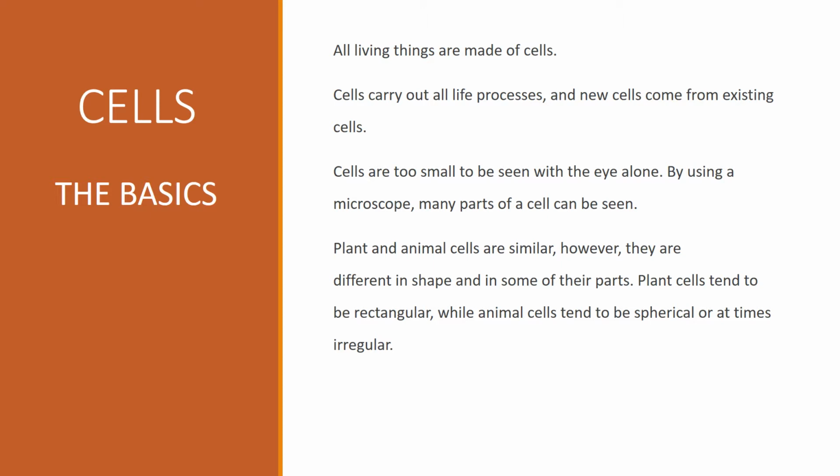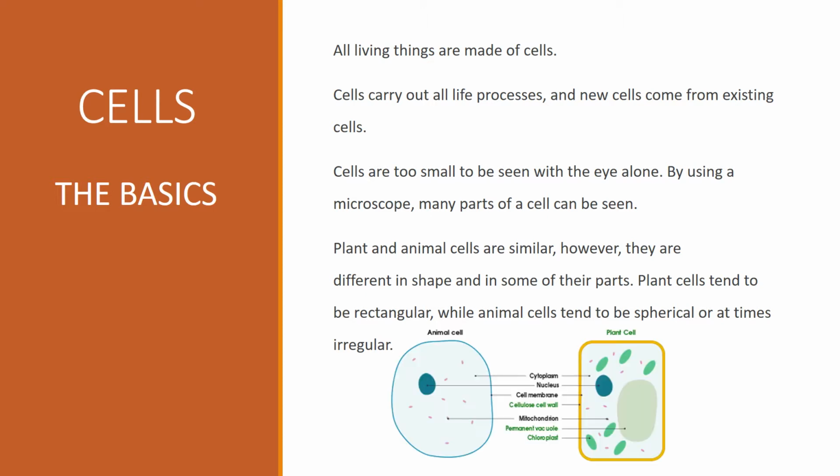Plant and animal cells are similar. However, they are different in shape and in some of their parts. Plant cells tend to be rectangular, while animal cells tend to be spherical or at times irregular.